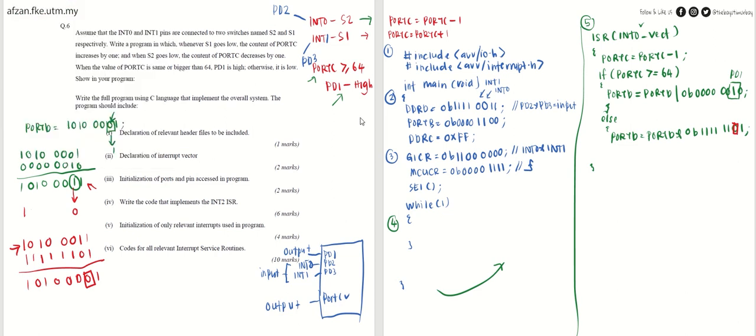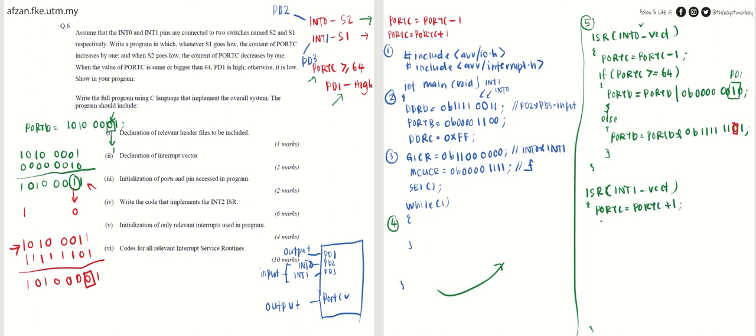Then what I'm going to do? I just put a close curly bracket. So this is my INT0 interrupt service routine. Next I need to do the ISR for INT1, the interrupt service routine. Open curly bracket, close curly bracket. So when INT1 is pressed, what happens is PORTC equals PORTC plus 1.